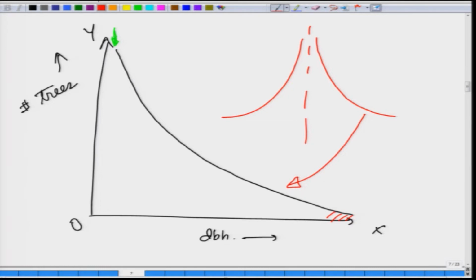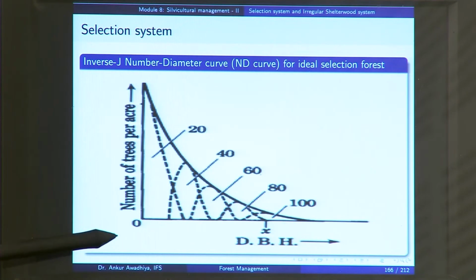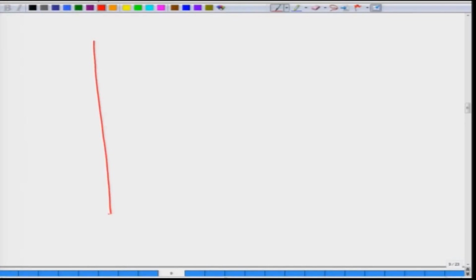N is the number of trees per acre or per hectare that you plot on the y axis, and D is the diameter of these trees that you plot on the x axis in the form of the DBH. Now, this ND curve for an ideal selection forest, it is coming from a combination of a number of even aged stands. So, what is happening here is that if you consider an ND curve that looks like this.